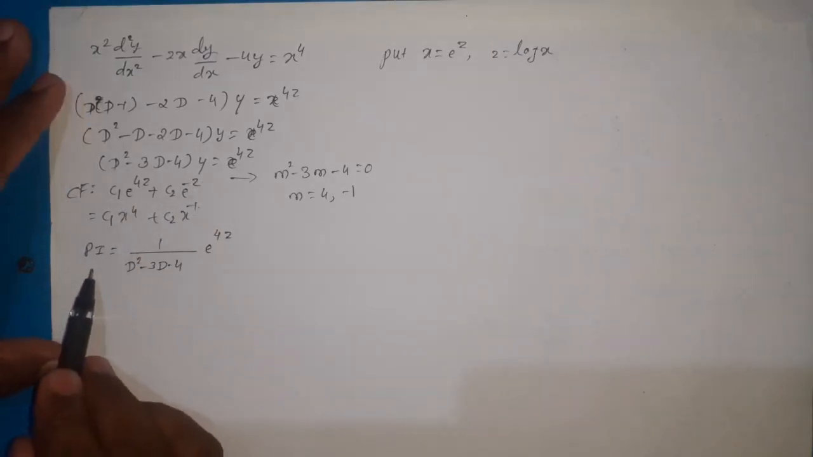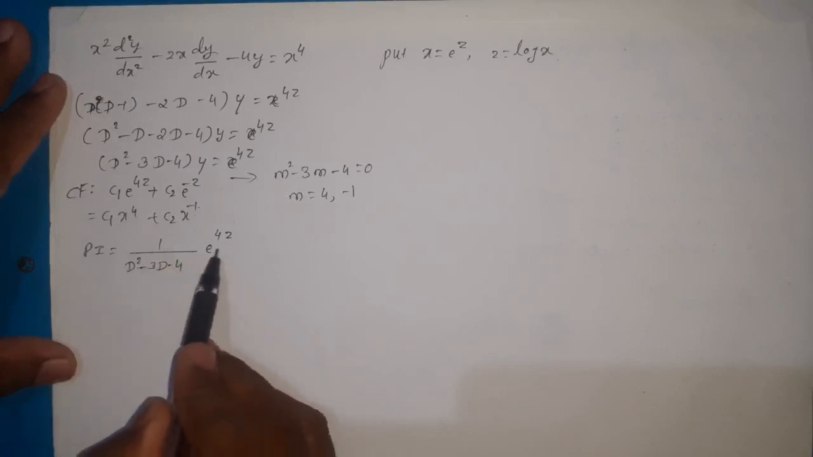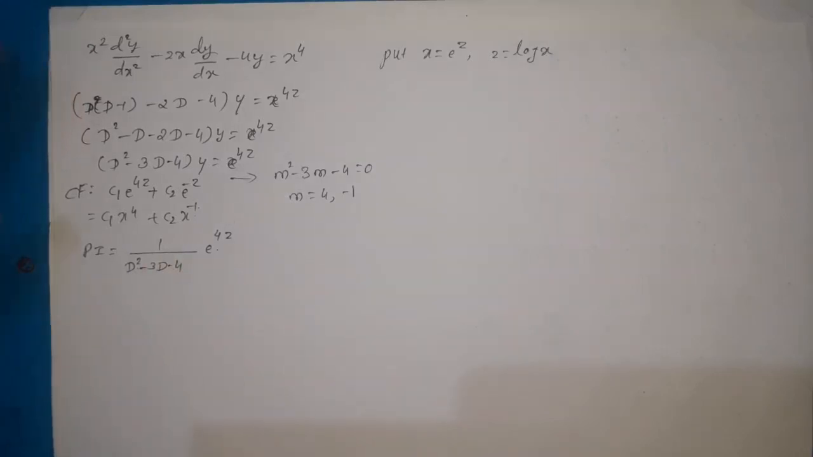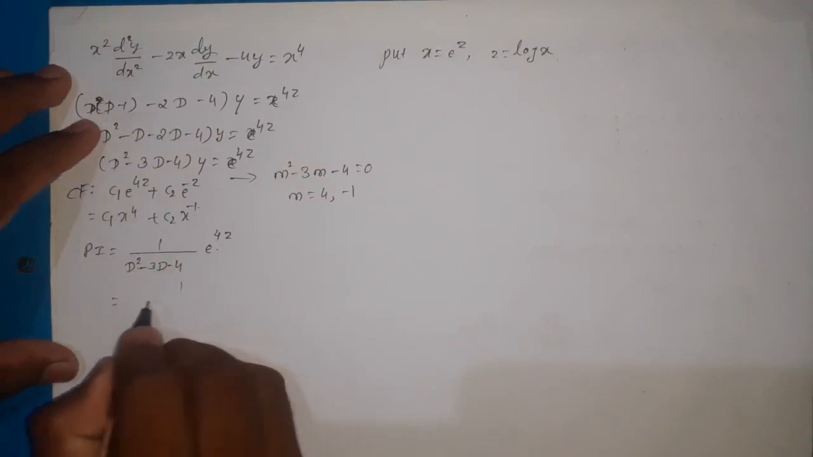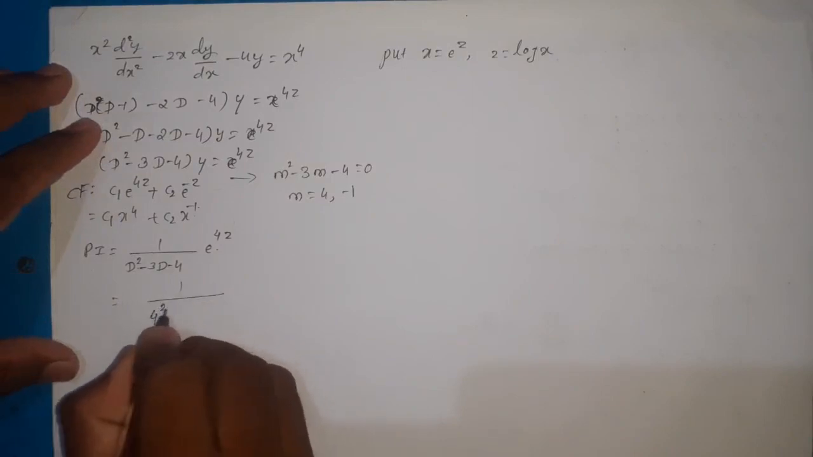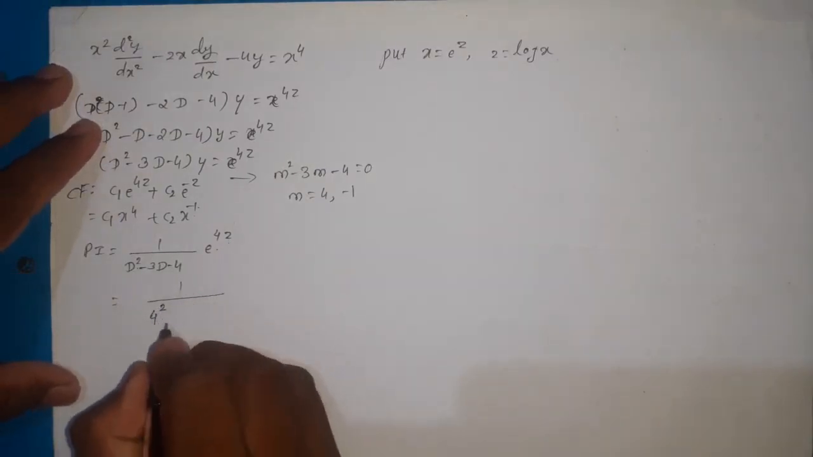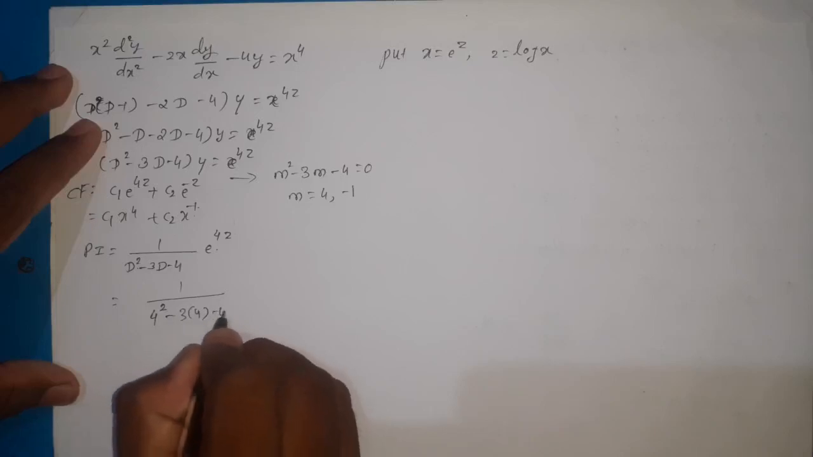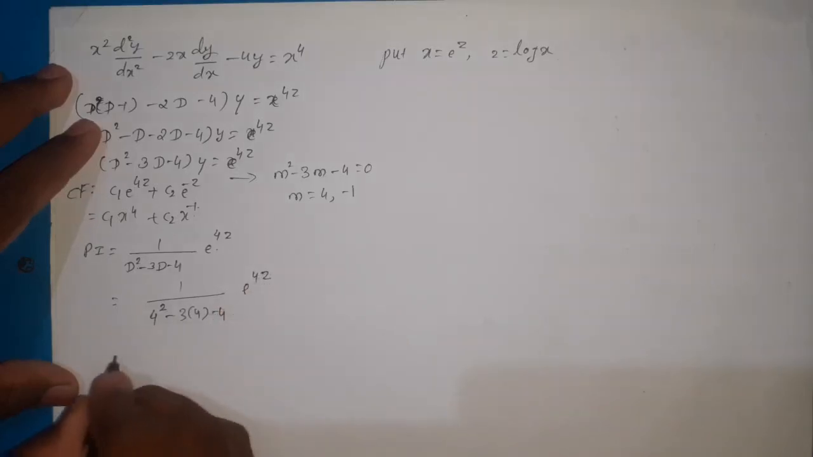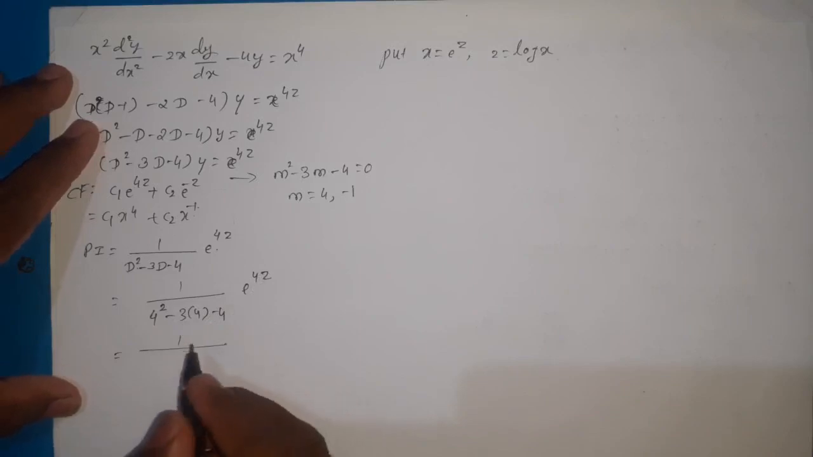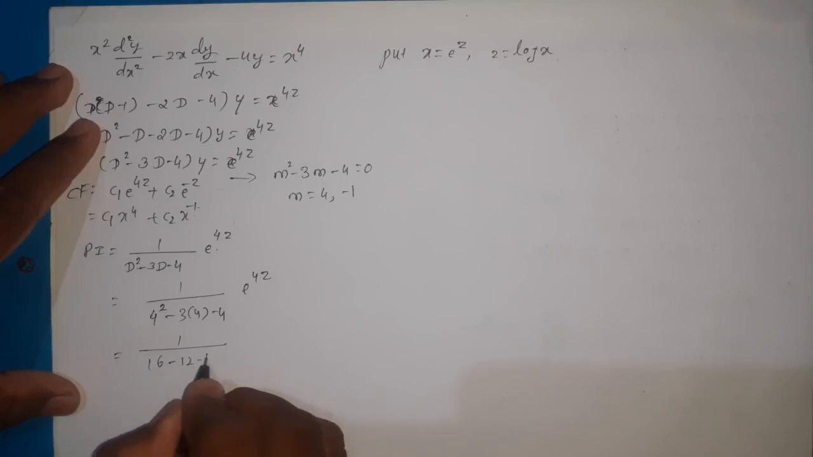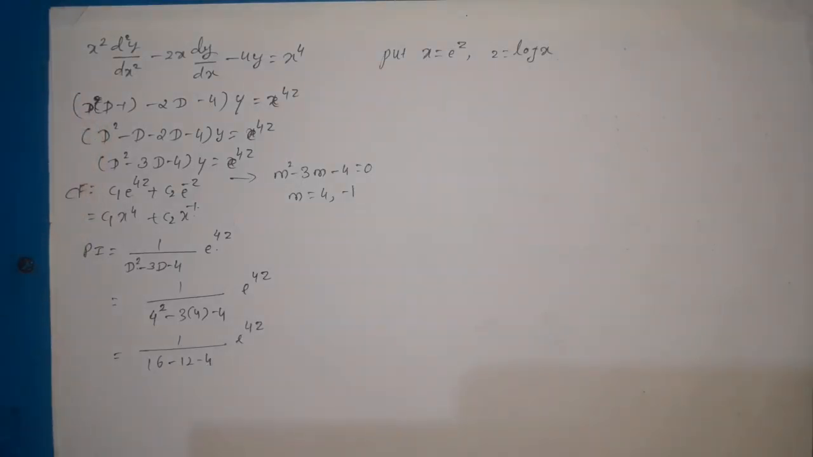Then the particular integral is 1 by f of D e power ax. Whenever 1 by f of D e power ax is given, then just substitute D is equal to a. So therefore it is 1 divided by 4 square, because a equal to 4, minus 3 into 4 minus 4, e power 4z, which is equal to 1 divided by 16 minus 12 minus 4, e power 4z, right? Now look at the denominator.